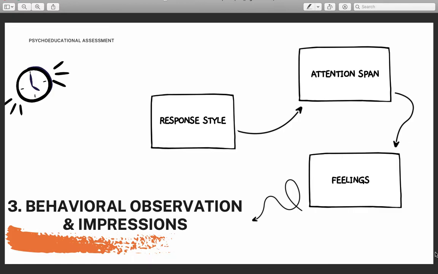Was it easy for him to pay attention? Did he need lots of breaks? Were they motivated? Or did this student seem very eager to please? Or did they give up easily? Now this section is crucial to the overall assessment because it determines the validity of the results.